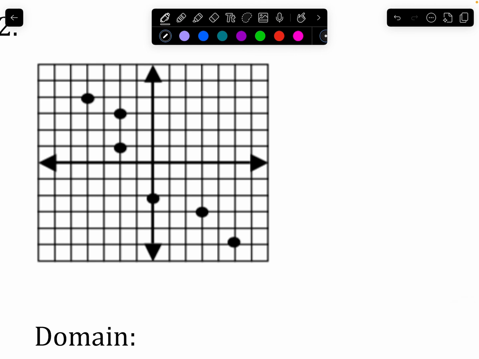Okay. All right, this is a discrete graph. I can very specifically name every single coordinate that I see. So I'm going to write those coordinates down off to the side.